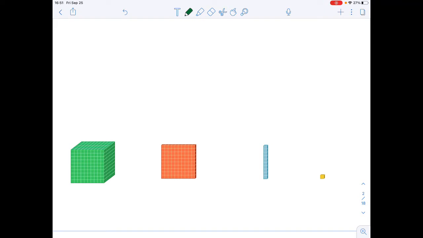So if you have used base 10 blocks before, you know that this tiny little cube represents 1. The rod is made up of 10 of those, so it is called a 10. And this flat piece is made up of 100 ones, so it is a 100 piece. And if you have 10 of those, you make up this large cube, which altogether has 1,000 of the little cubes, so that is called a 1,000 piece.